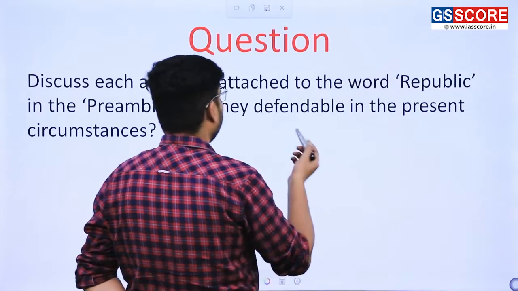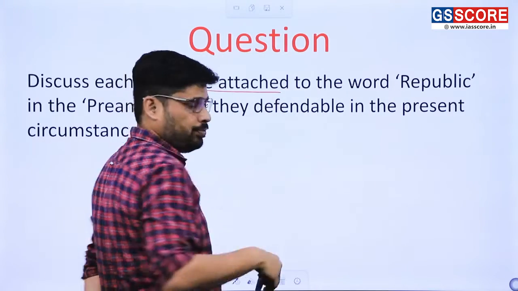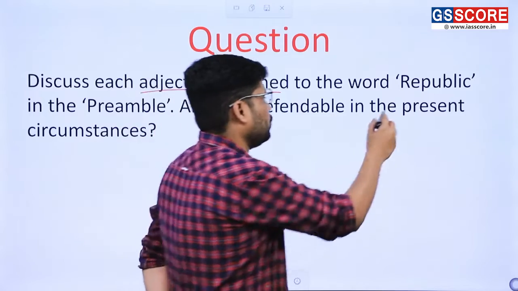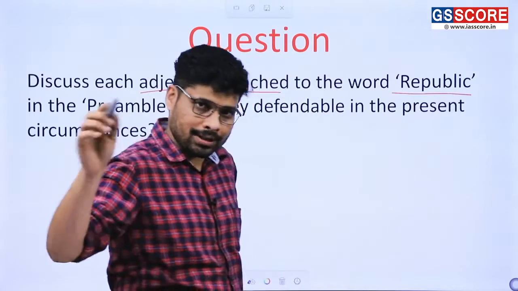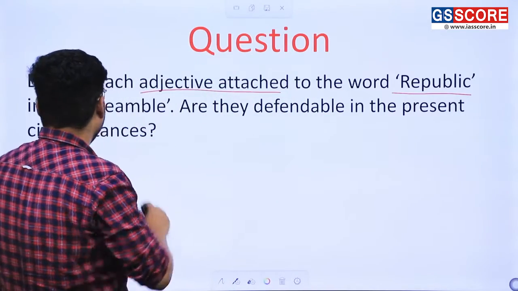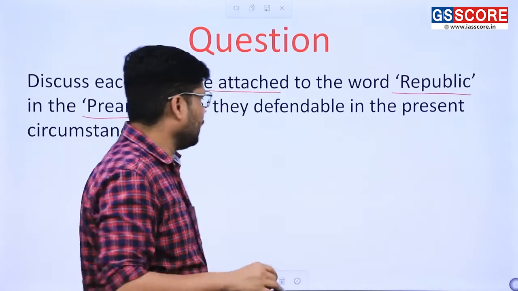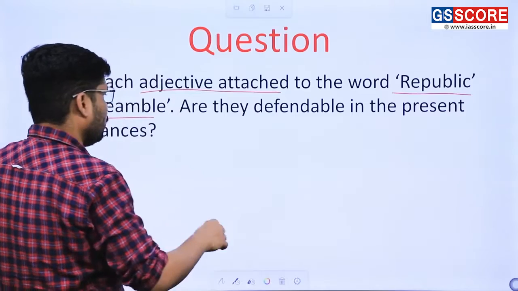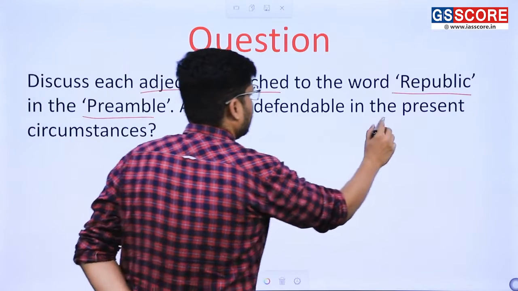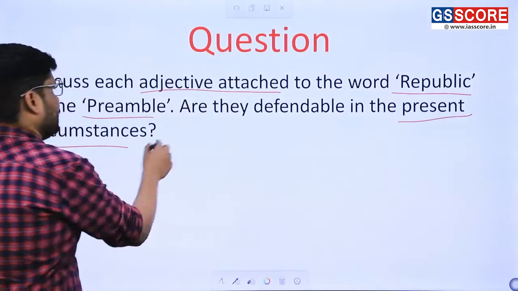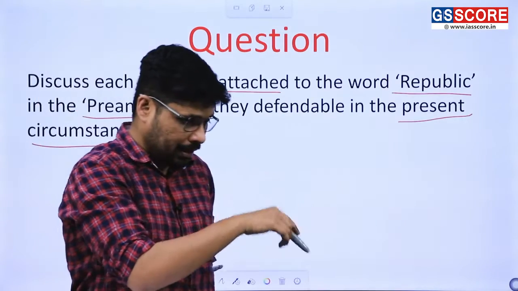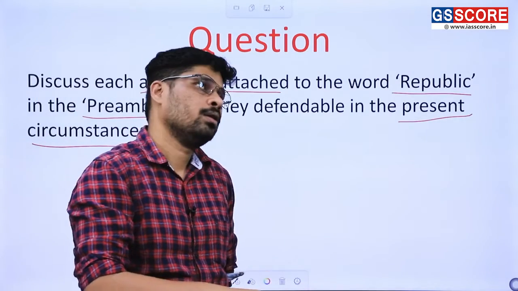With respect to the key terms, what are the key terms? Adjectives attached to republic, yes, we have seen what they are. Preamble, we know what preamble is, we'll discuss it in the answer. Then what they also want you to do is present circumstances. So these are the key terms in the question.